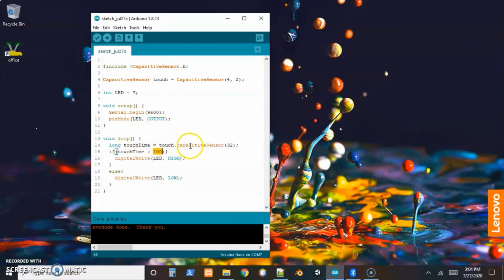So just getting the number, getting that RC time constant, checking to see if it's above or below a threshold, and then turning the LED on and off. So now let's go look at that circuit actually operating.